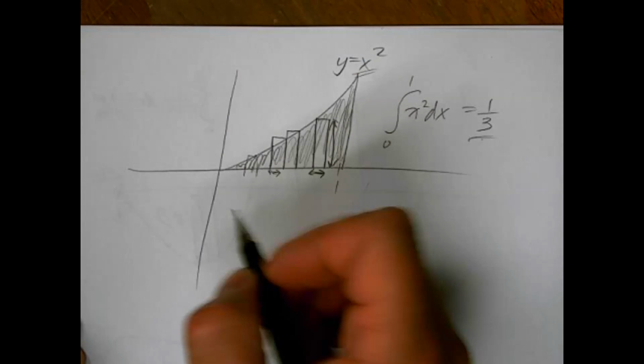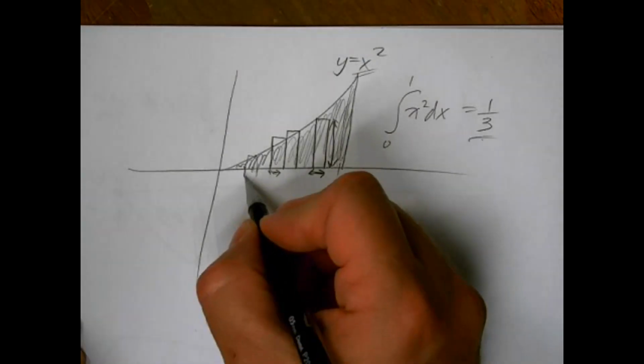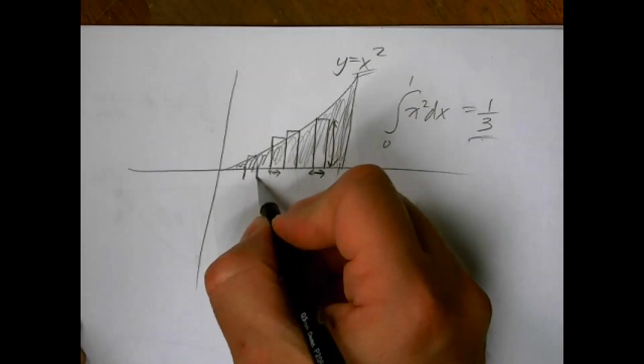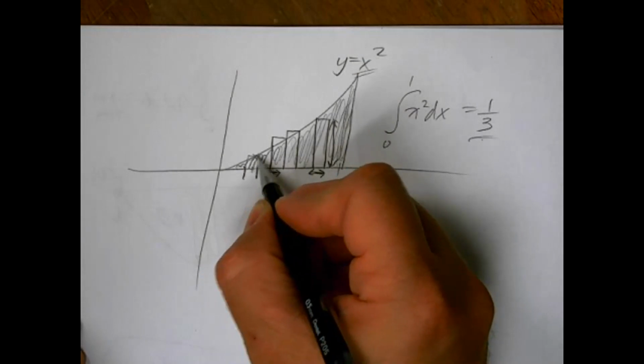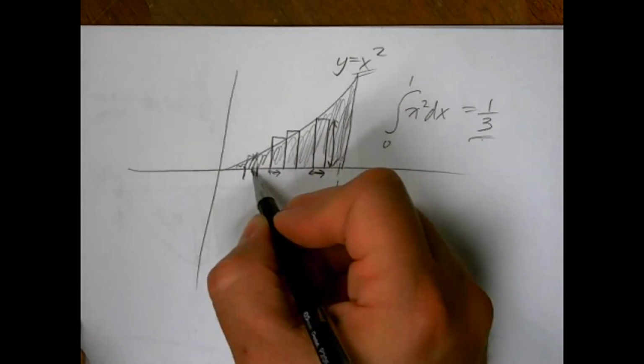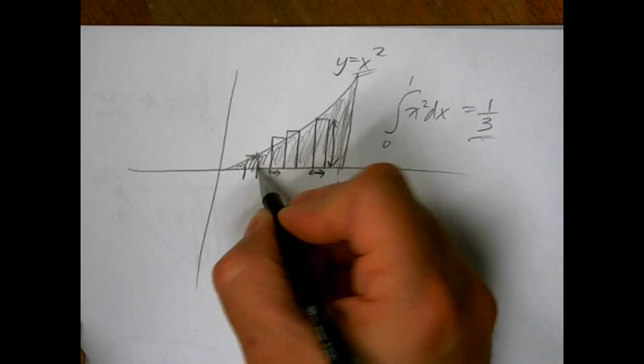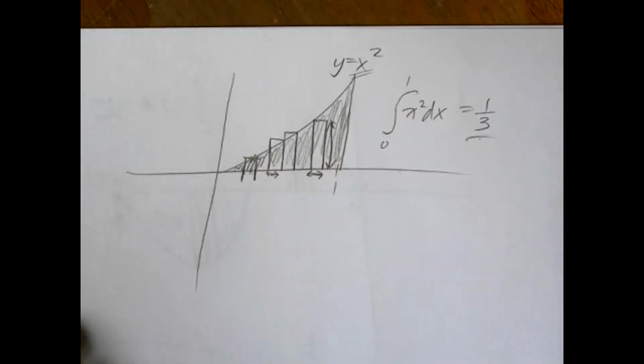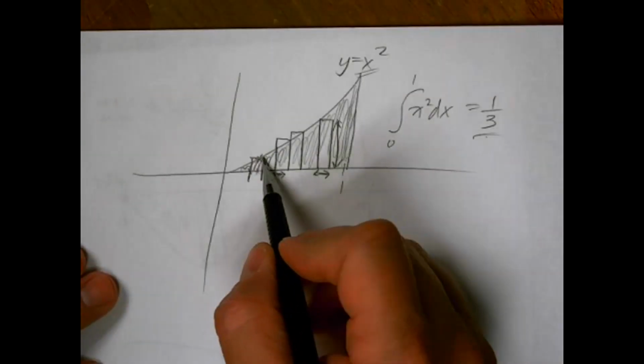The definition, strictly speaking, is saying take one of your intervals. From within that interval, pick any number and define the height of the rectangle using that basically randomly chosen value. It's saying it doesn't have to be the left end, doesn't have to be the right end.